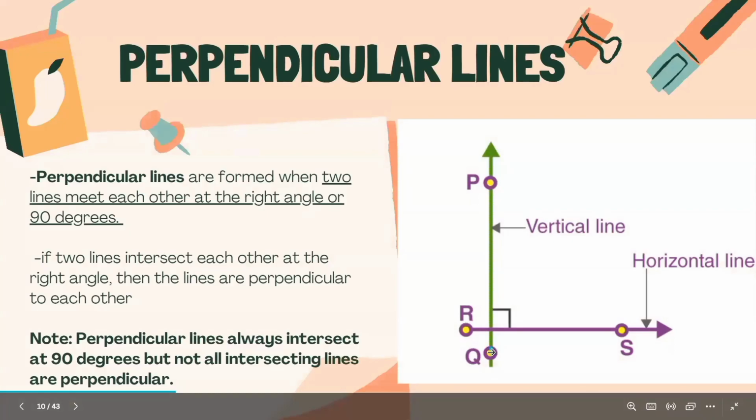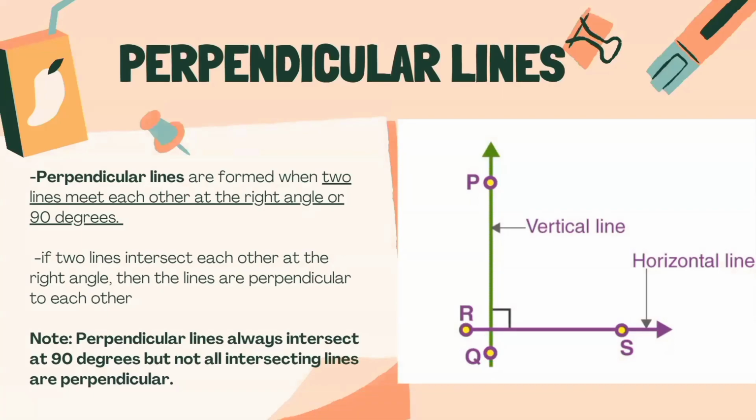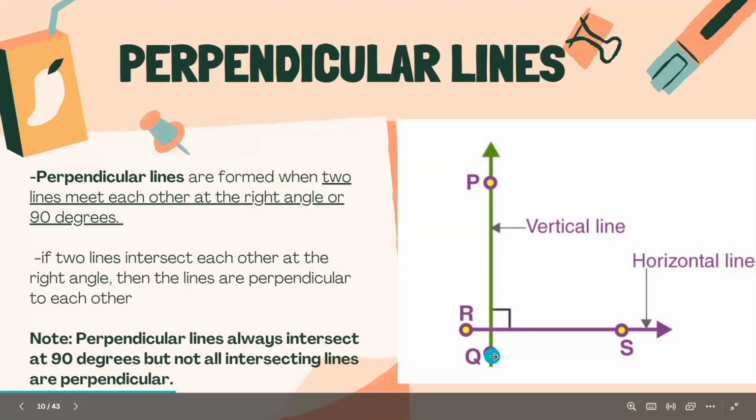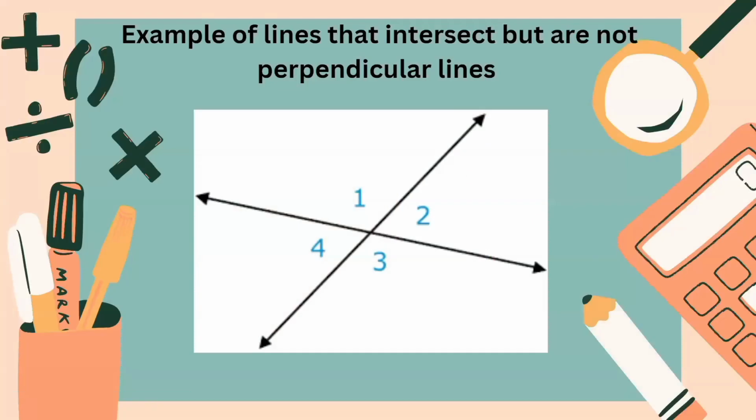Perpendicular lines are formed when two lines meet each other at the right angle or 90 degrees. If two lines intersect each other at the right angle, then the lines are perpendicular to each other. A note that we must take is that perpendicular lines always intersect at 90 degrees, but not all intersecting lines are perpendicular. Here's an example of lines that intersect each other but are not perpendicular lines.